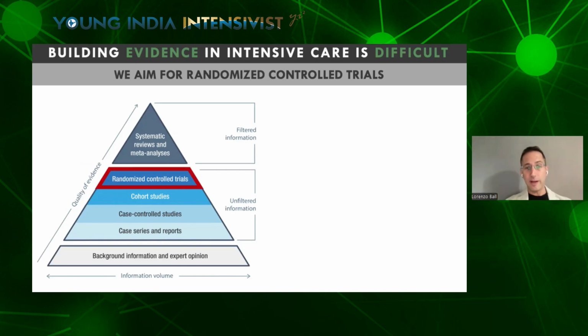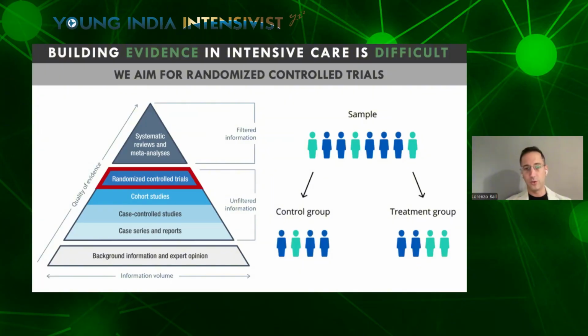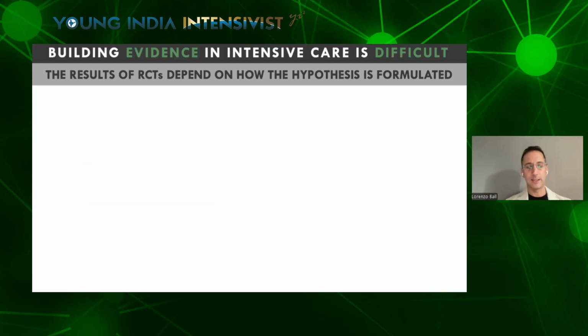A randomized controlled trial is a very simple but very powerful machine in which I take a population, I split it into groups. Typically, we have a control group and the treatment group, and we get a very easy answer. The answer can be yes or no. There is a difference between the two groups, or there is no difference between the two groups. What makes applying this very simple but very powerful machine difficult in the context of intensive care medicine is that the results of randomized trials depend also on how the hypothesis is formulated.